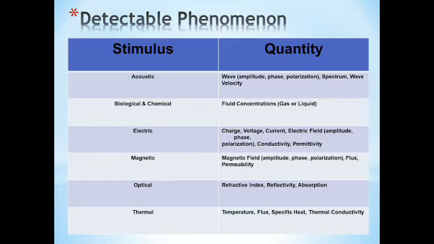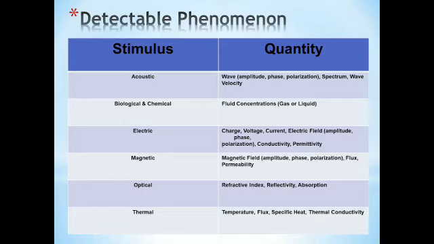Detectable phenomena: stimuli and quantity. Stimuli consist of acoustic, biological and chemical, electrical, magnetic, optical, and thermal. On the basis of stimuli, quantities are also defined. On acoustic: wave amplitude, phase, polarization, spectrum, wave velocity. Biological and chemical: fluid concentration, that is gas or liquid. Electrical: charge, voltage, current, electric field, amplitude, phase, polarization, conductivity, permeability.